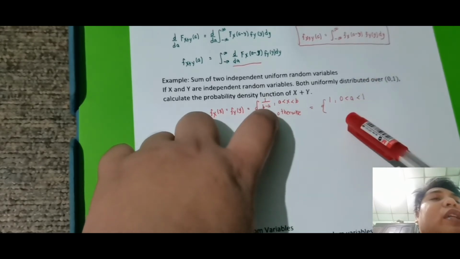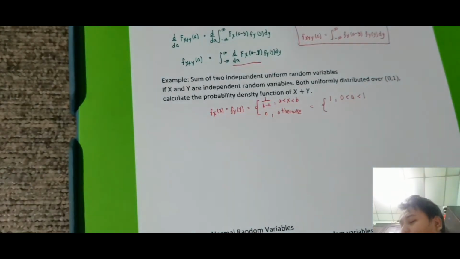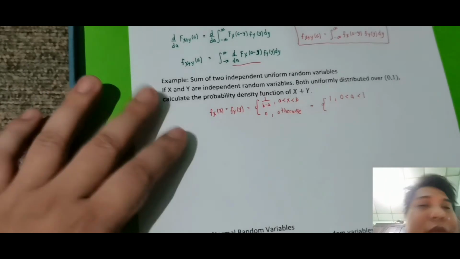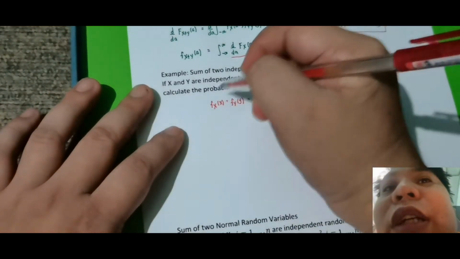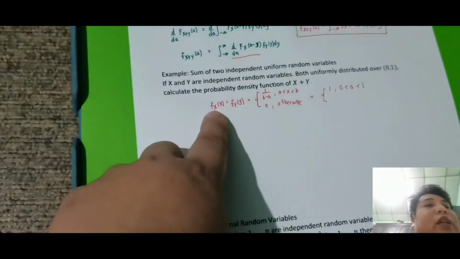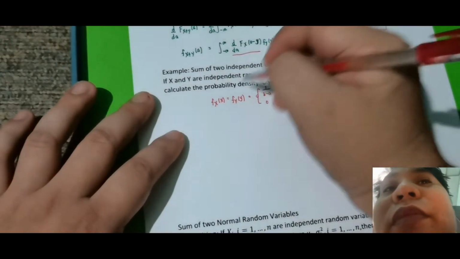So bakit pinalitan ko ng a? Kasi yung kinukuha natin dito is something na f sub X of a. So papalitan ko rin to, gagawin ko tong, actually ginawa ko x eh. So dapat x din tong isa.